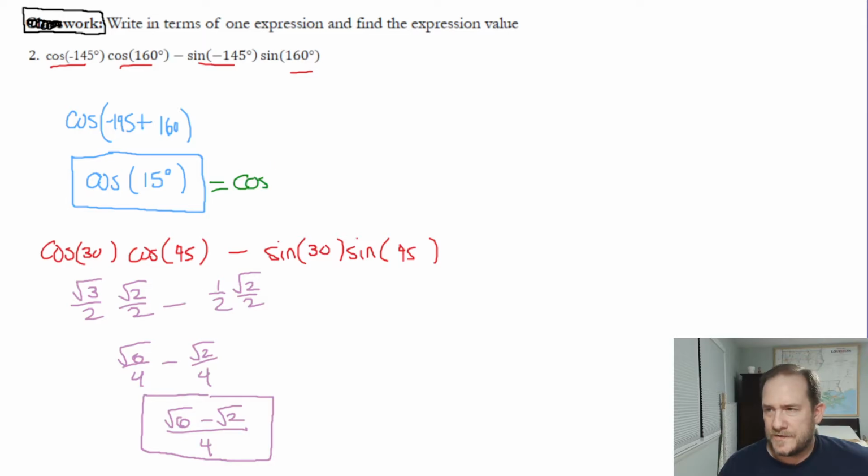Alright, this should have been cosine of the 45 minus the 30. And so since we're doing it as a difference, it should be a sum. And then technically this is out of order, I guess, but it doesn't matter because it's multiplication. But it should be cosine 45, cosine 30, sine 45, sine 30. But we'll get the same thing.